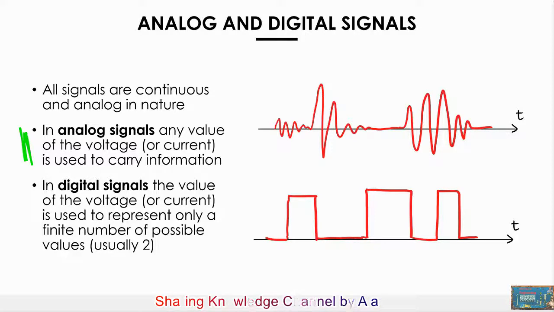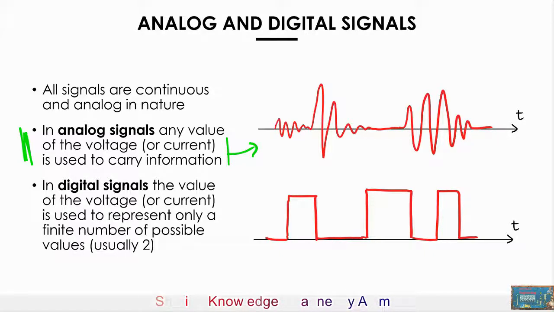Analog signals are signals in which any value of the voltage or the current is used to transmit information at any given time. Even if the voltage on a circuit is limited between two values, for example 0 volts and the value of the battery voltage, there are still infinite possible values of the voltage in between. And each one of them, at any single given time, is transmitting information. Let me give you an example.